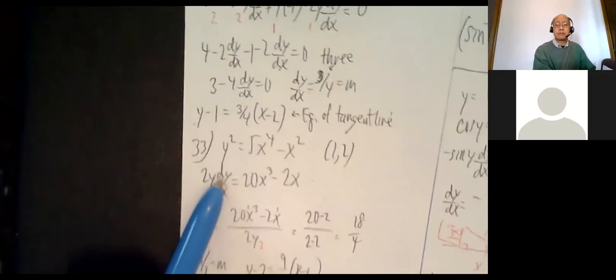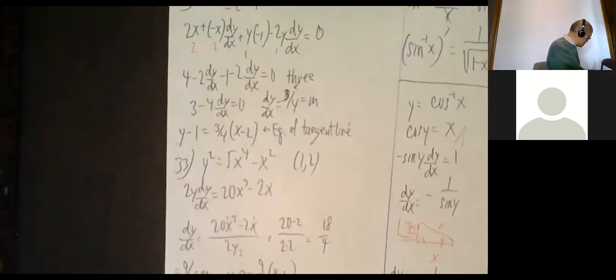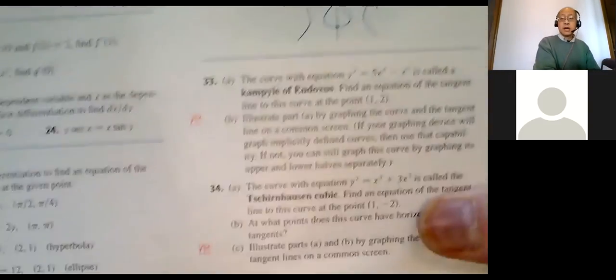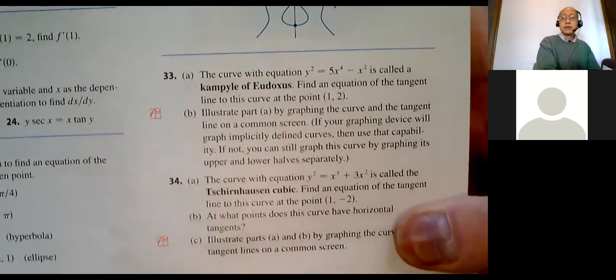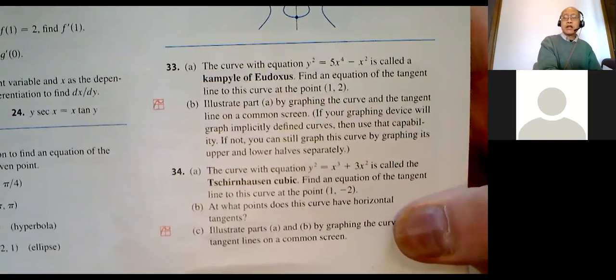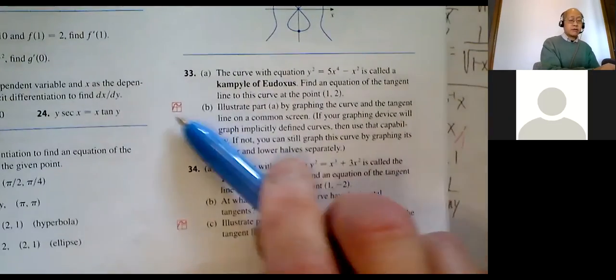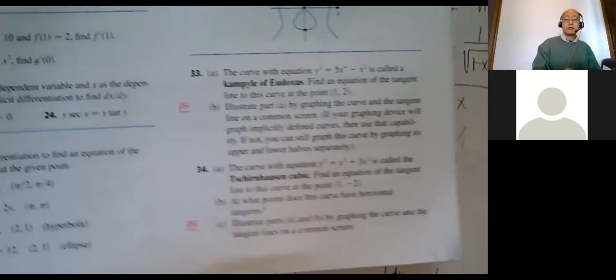What time is it? I think I have time just for one more and then I'm done. No in-class assignment today. Okay, 33. The kampyle of Eudoxus: y squared equals 5x to the fourth minus x squared. Find the equation of the tangent to the curve at the point 1, 2. And you already know, skip any graphing calculator icon, so don't worry about that.